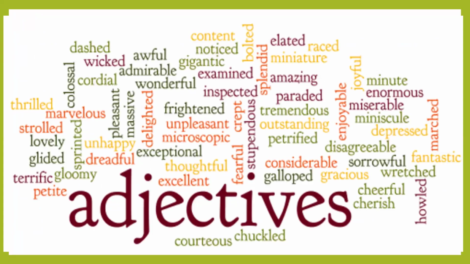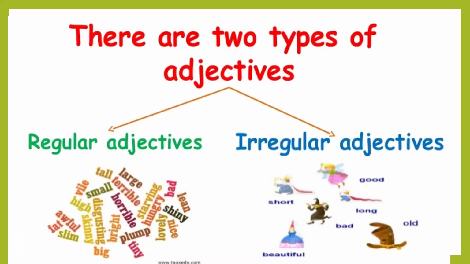Now we are going to garner knowledge about adjectives. In adjectives, there are two types: regular adjectives and irregular adjectives, like regular and irregular adverbs. Regular adjectives are like tall, large, terrible, starving, hungry, bad, lean, shiny, lovely, nice, plump, tiny, horrible, bright, awful, fat, slim. These are regular adjectives which are modifying a noun or pronoun. Irregular adjectives are good, short, long, bad, beautiful, old.